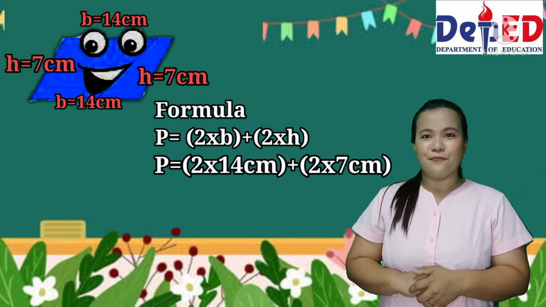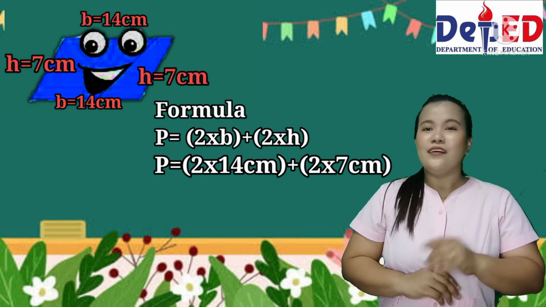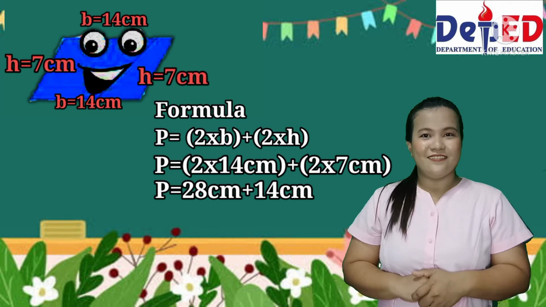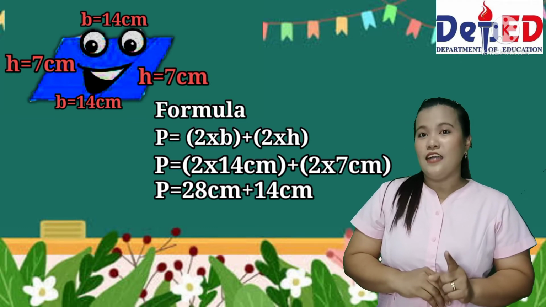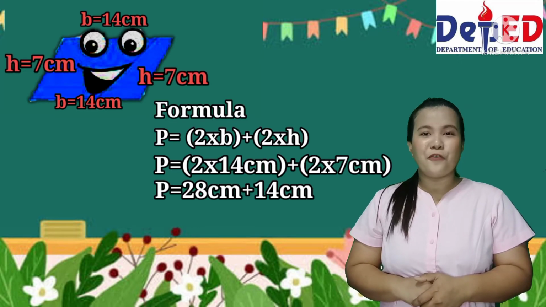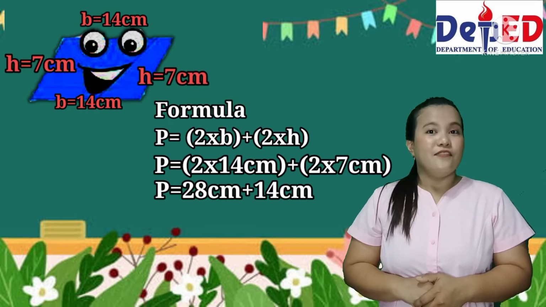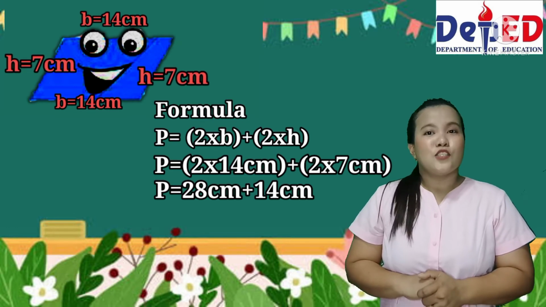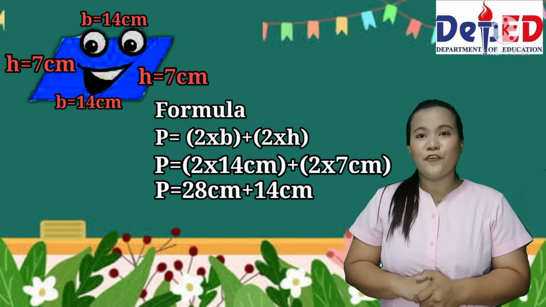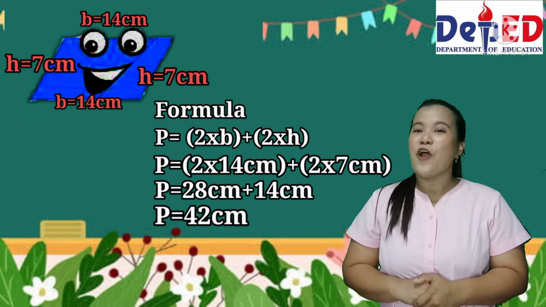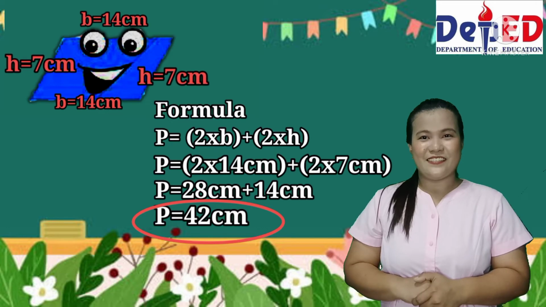Multiply our given. So 2 times 14 is equal to 28. And 2 times 7 is equal to 14. Now let's add our given. 28 plus 14 is equal to 42 centimeters.